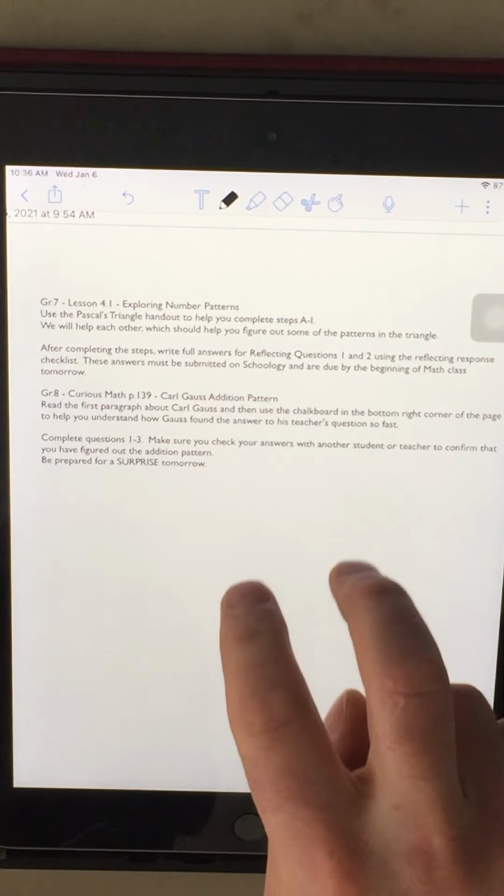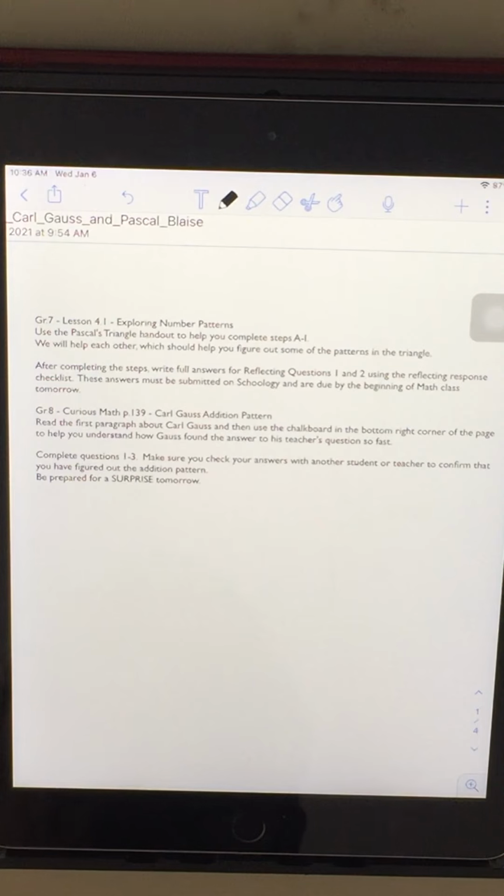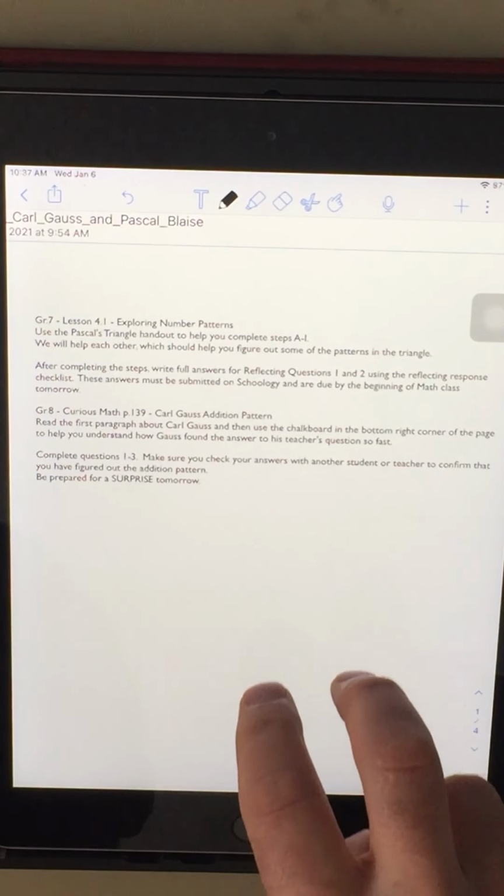So here's your math lesson for today, grade 8. We're going to look at Carl Gauss, so it's this lower part. Carl Gauss was a mathematician that figured out an adding strategy. So we're going to read the paragraph about Carl Gauss and then use the chalkboard in the bottom right corner of this page below to understand how Carl Gauss found the answer to his teacher's question so fast. Then we have to complete questions 1 to 3 below that. It shouldn't take a long time, but please make sure you understand what's going on and that you get the correct answers, because there will be a homework quiz on this material when we get back to face-to-face learning.